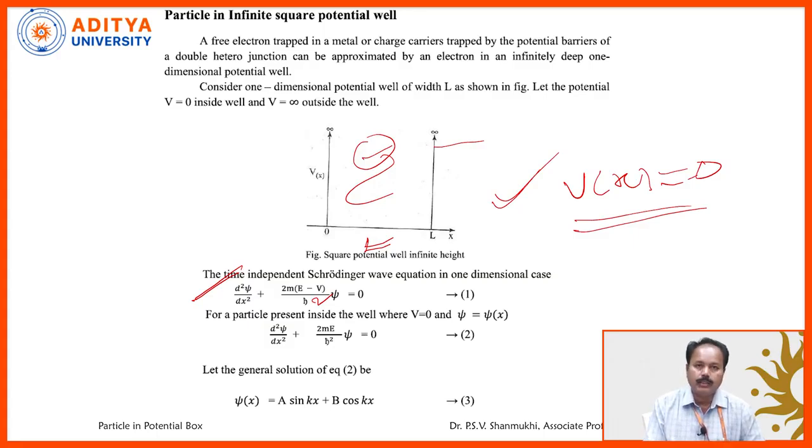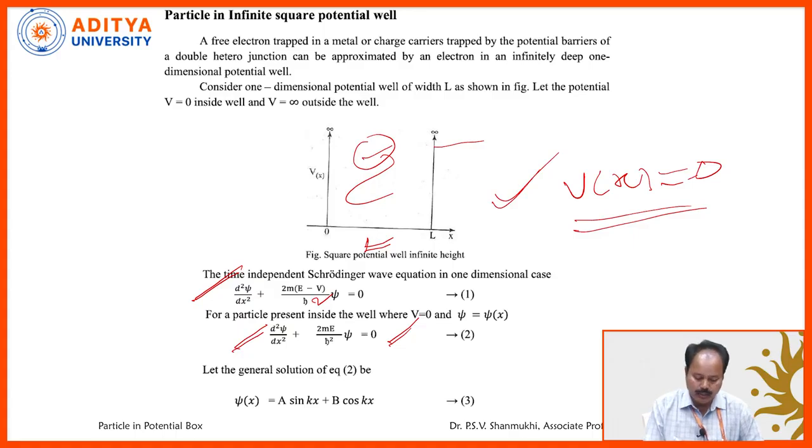Substitute V equal to 0 in equation number 1. What do you get? d square psi by dx square plus 2mE by h cross square into psi is equal to 0. This is equation number 2, and this is the equation for the present problem.